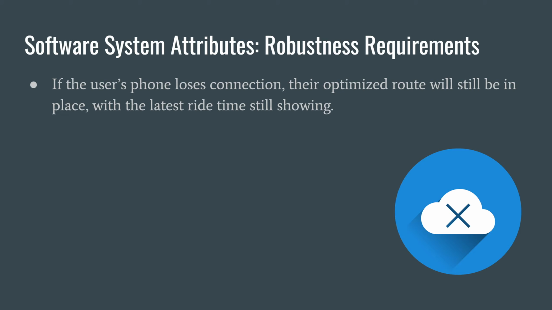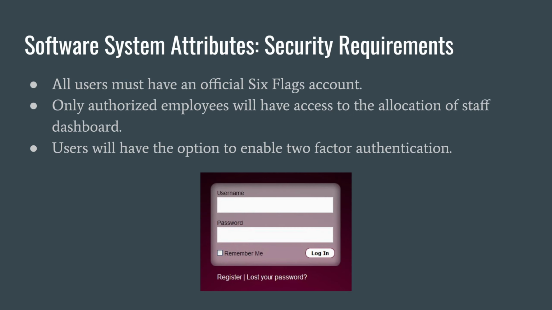Next. The second attribute is the robustness requirements. So if the user's phone loses connection for some reason, their optimized route will still be in place. So the optimized route will be stored, and they wouldn't have to redo or reselect everything again. And it will show with the latest ride time still showing. Next. And the last attribute is the security requirements, where all users must have an official Six Flags account. The second is that only authorized employees will have access to the allocation of staff dashboard.